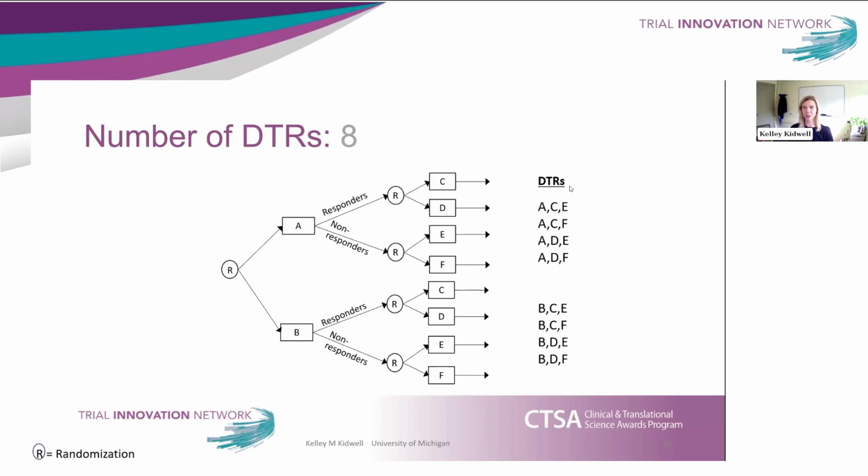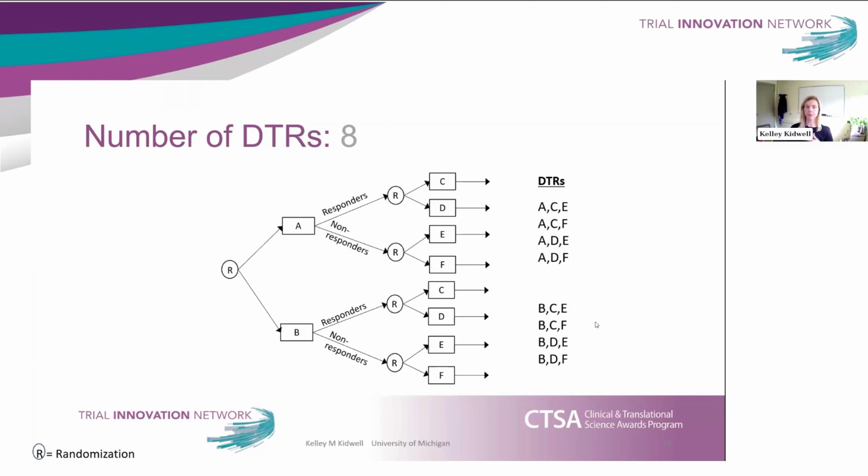But again, don't be confused by the number of pathways. It's really the combination of pathways that leads us to these DTRs. So there are 4 DTRs that start with treatment A and have a pathway for response and non-response. And there are 4 DTRs that start with B and have a pathway both for response and non-response. So I've listed those treatment triplets, each one of these being a DTR embedded in this SMART design.